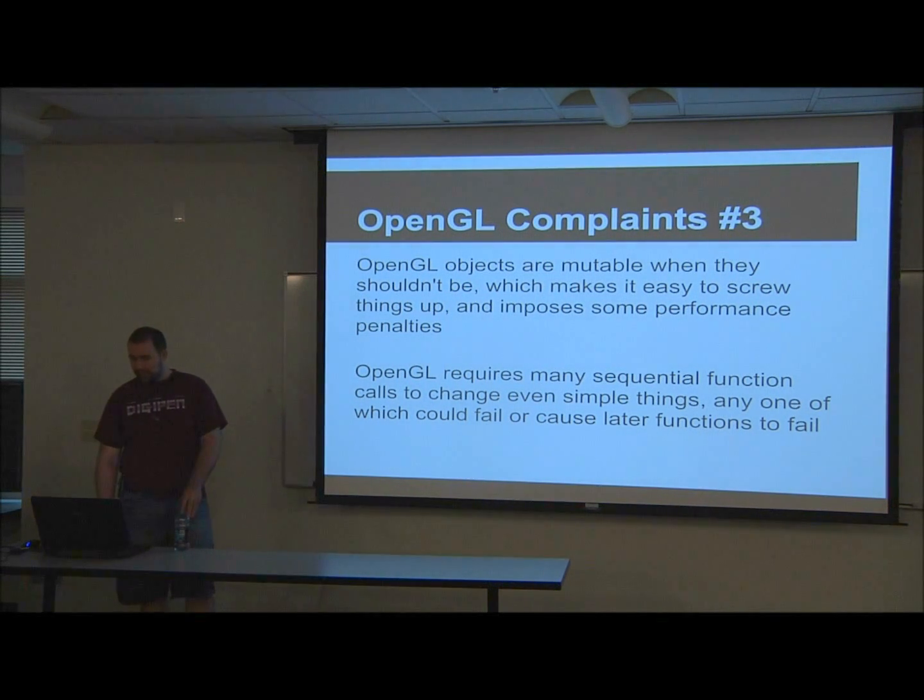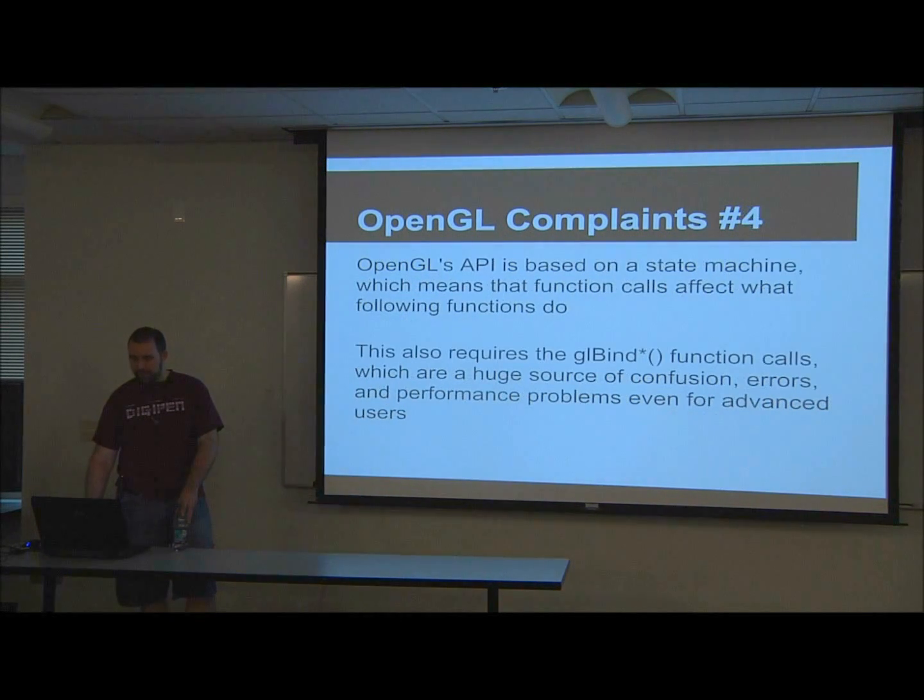You're not. And then there's the many sequential function calls. It's a pain, and again, the error reporting is weak with that. So the API is based on a state machine. That's why you have those global function calls and the bind functions. It's really awkward. It was a good idea maybe in the late 1980s, and when they released it in the early 90s, but today we would like a really nice object-oriented API, which means we want Direct3D. But OpenGL has what it has there.